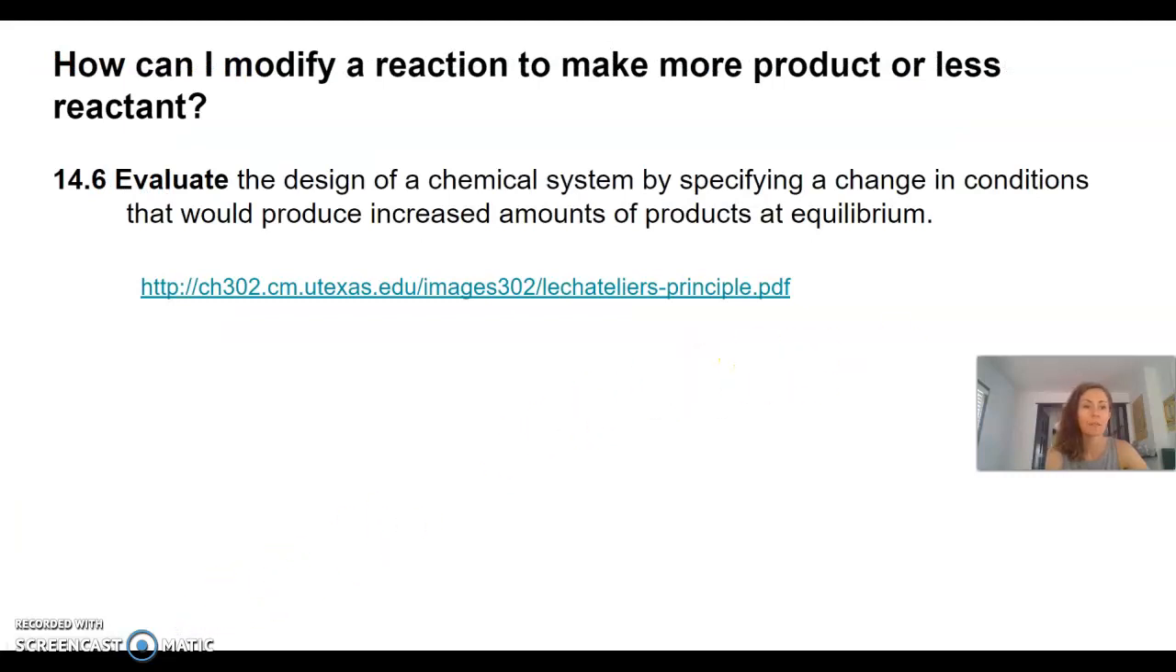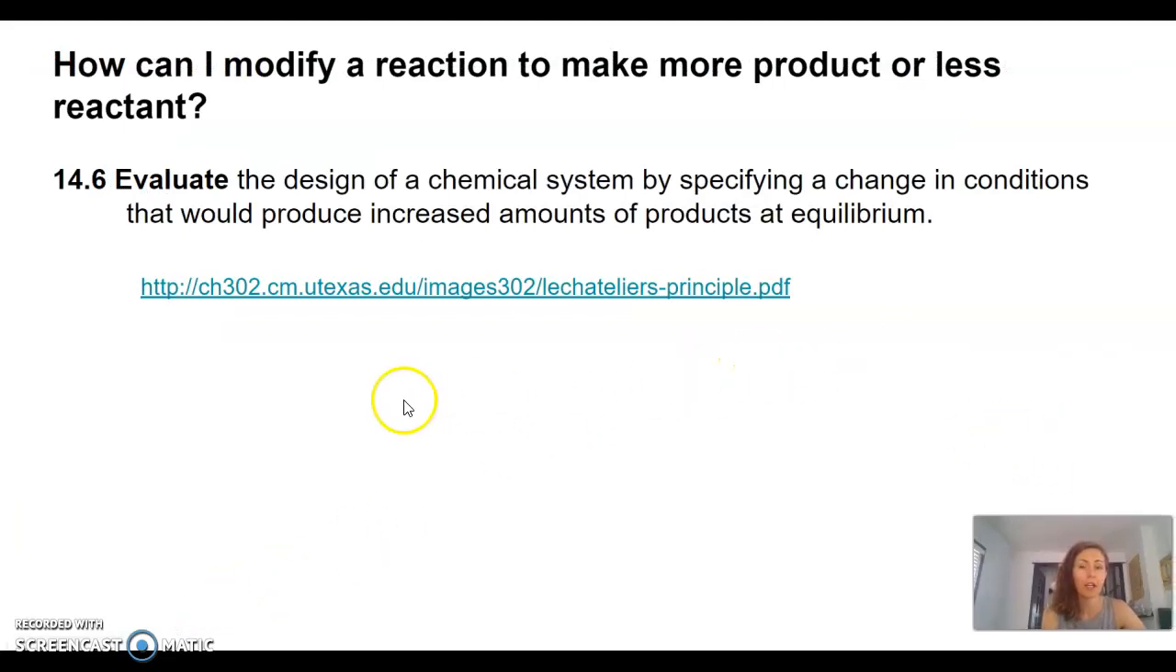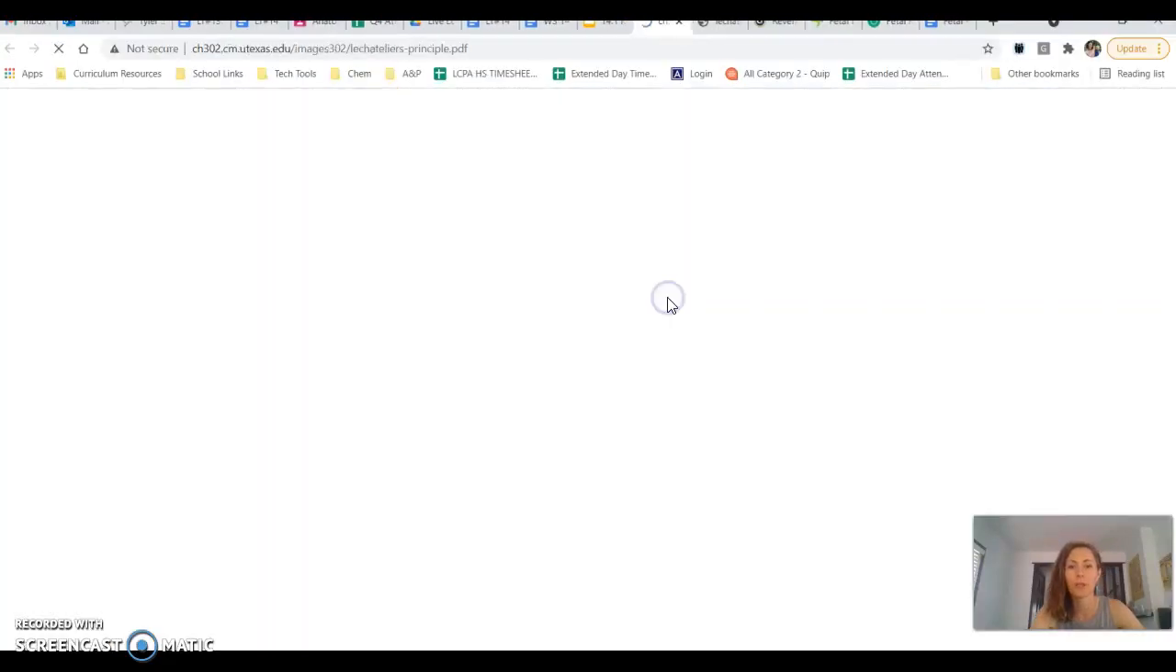All right, so this last piece we looked at a little bit in our virtual lab, and it is, how can I modify a reaction to make more product or less reactant? And this is really what scientists use this idea of equilibrium for. If you're working in industry and you're trying to make products and you want to make sure you're making more products than your reactants, what can you do to that chemical equation to shift the reaction so that it produces more products, whatever you're looking for? There are a couple things that we can change in a chemical equation to increase the amounts of products at equilibrium. So we're going to look at this little image here.